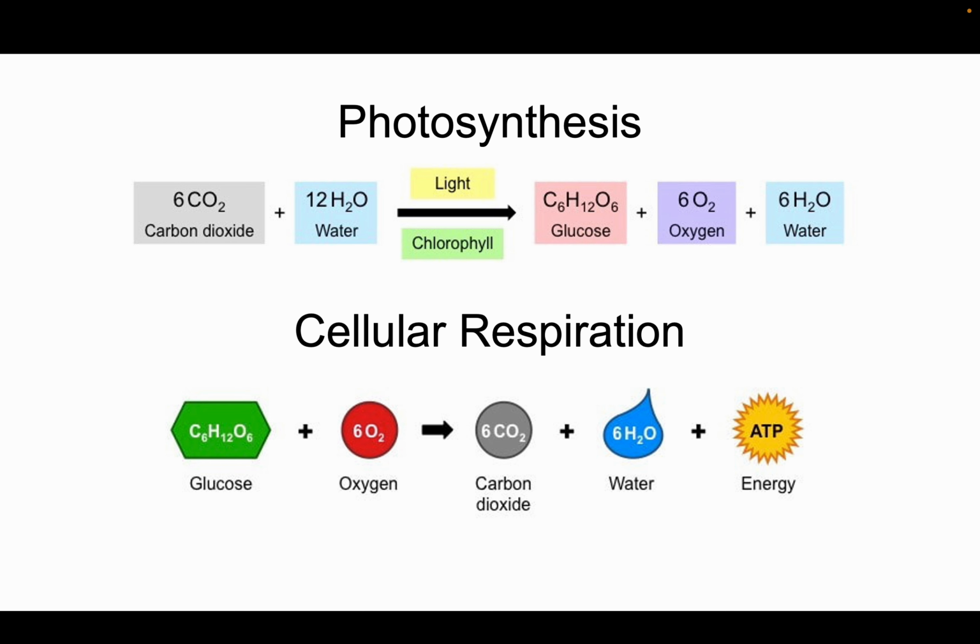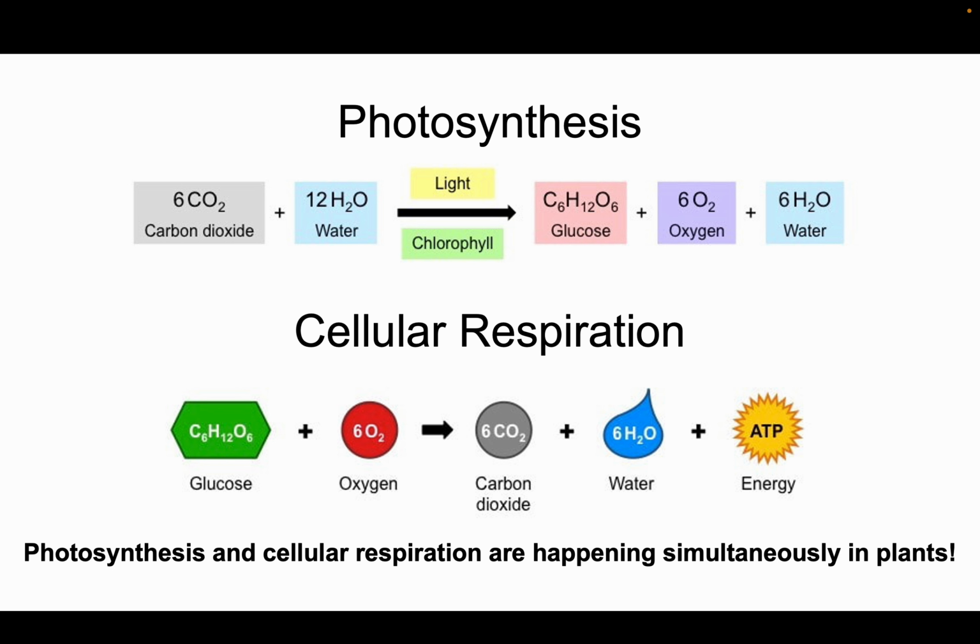Now, plants, they are performing both of these reactions simultaneously in the cell. And if you think about it, when there is more light available, such as daylight, the plants are going to perform more photosynthesis than cellular respiration. And in the nighttime, they're going to perform more cellular respiration compared to photosynthesis. But at the same time, these reactions are occurring simultaneously in the plants.